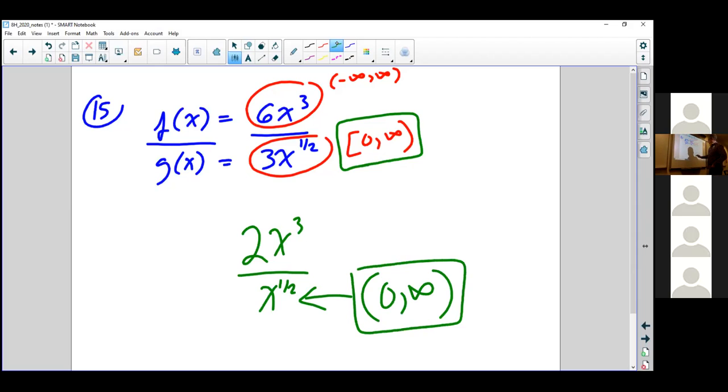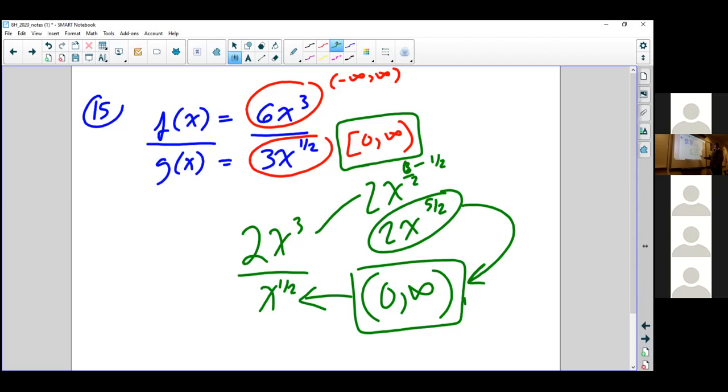This is my domain. Then I want to take care of my x's. So this is going to become 2x to the third minus a half. So that's 6 over 2. So that's 2x to the 5 over 2. This is my answer with this domain. That's a little tougher to think about sometimes. So there's like two parts to the answer we're looking for. We're looking for the domain. Do you realize the restriction? And then we're also checking to see if you know how to take care of my base values of x.